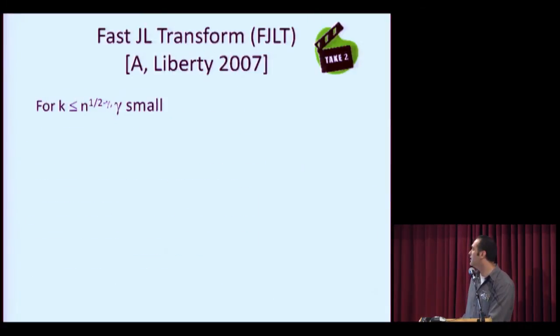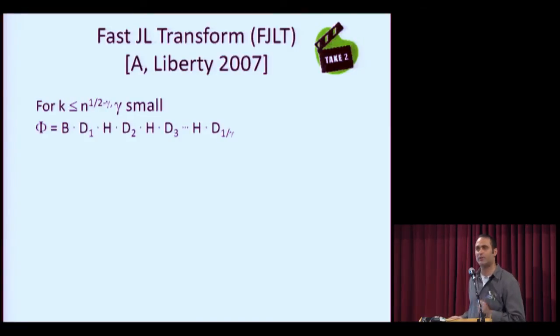Okay. Take two came 1 year later with my colleague and good friend Edo Liberty, and it works for k up to n to the half, square root of n, minus some tax. Okay, so this gamma can be as small as you want. For example, it works for k up to n to the 0.4999. Okay, and then this gamma is 0.0001, something like that. Okay? So it's starting to look more complicated, but the underlying ideas are pretty simple.